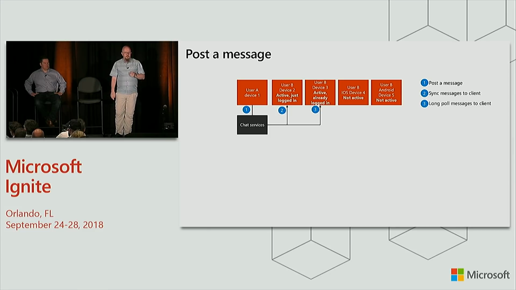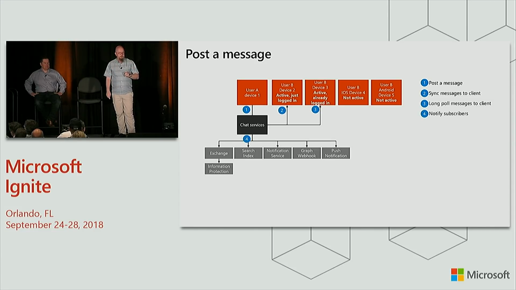You may have a client who's not logged in, or at least not active. So if another user may not be able to use synchronization, in that case we'll have a long poll. It kind of depends on what kind of client you're using. We talked about these before, the idea that we'll notify all of these subscribers through this publish and subscribe system.